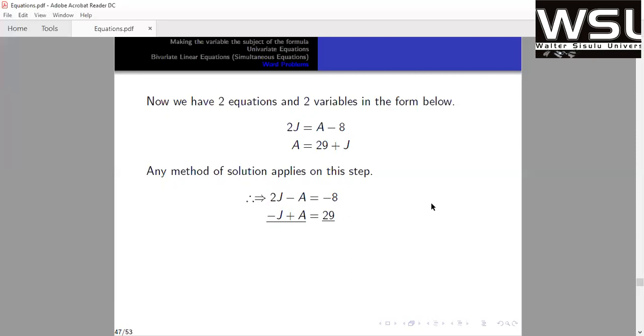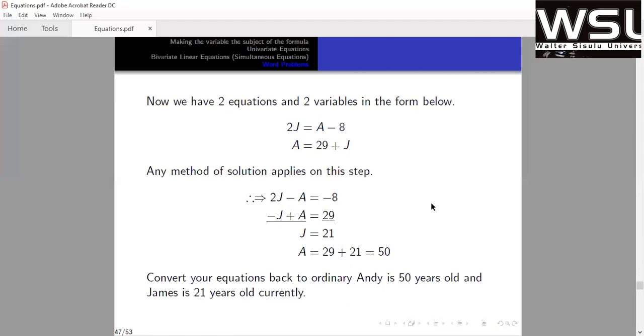And then if you solve by elimination, you will find J is equal to 21. J is currently 21 years old. And then we know Andy is 29 years older, meaning 29 plus 21, which is 50.